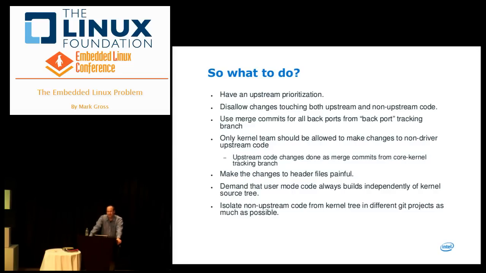You want to try to use merge commits for backports. Whenever you're doing a backport, you don't cherry pick it into the main tree. You cherry pick it into a branch, and then you do a merge commit of the backport from the backport branch. That way, when you move to a new kernel version, you just drop the backport branch. You don't have to deal with it.